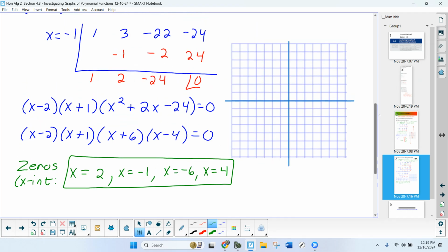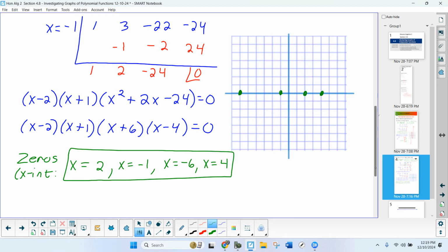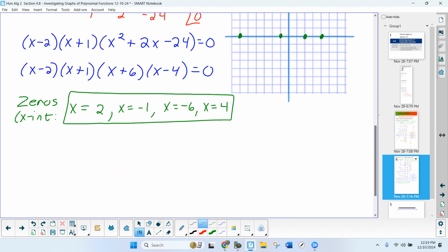All right. So we're going to come over here to positive 2, -1, -6, and 4. Now we need to make a table of values.